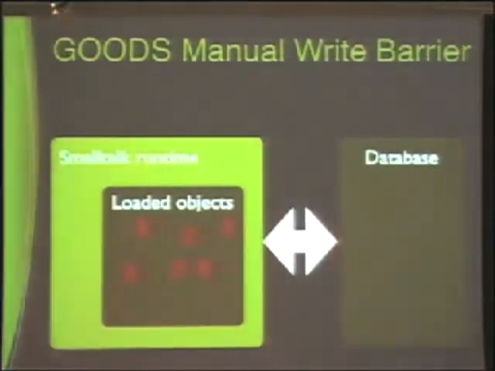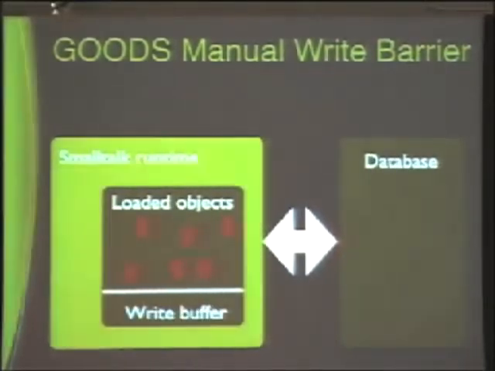So what's the write barrier, for people who are unaware about object-oriented databases? Well, you have your database here on the right. You have your Smalltalk runtime. So you connect to your database and you load your objects. Your objects are in memory, and your database layer just keeps track of which objects are actually loaded, so that in case you change them and you want to do a commit, it goes through all these objects and writes the changes to the database.